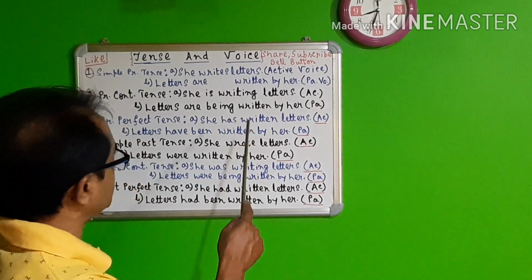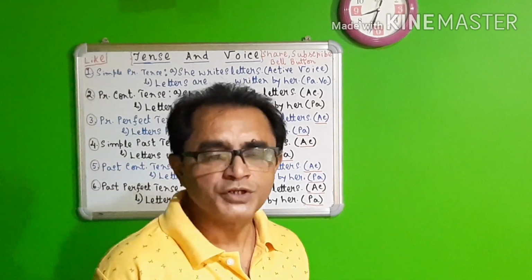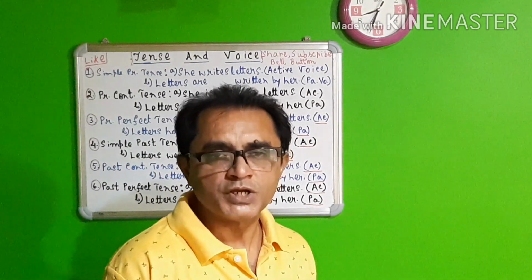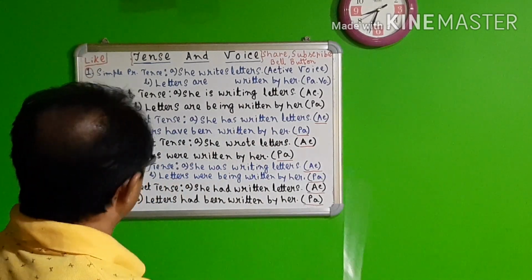One thing you will find here, that's a very interesting thing. In active voice and passive voice, in both cases, verb 3 is used. She has written letters. Letters have been written by her.